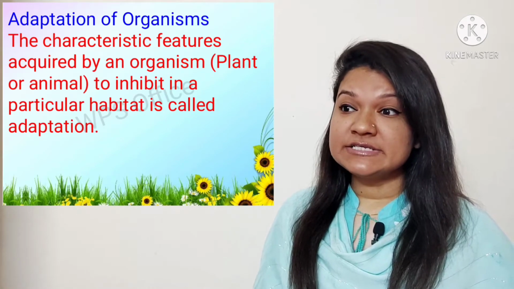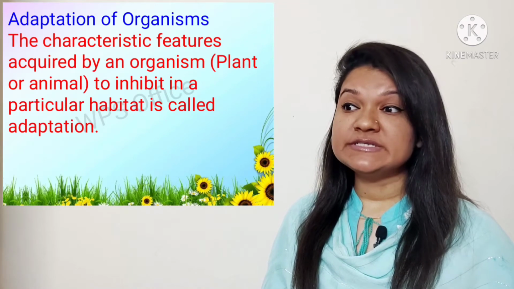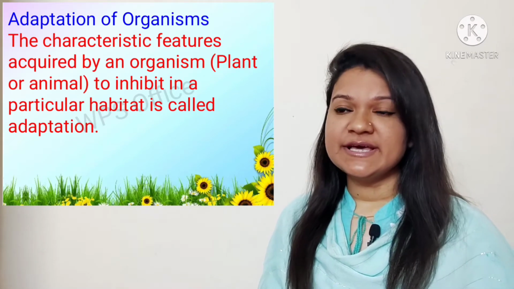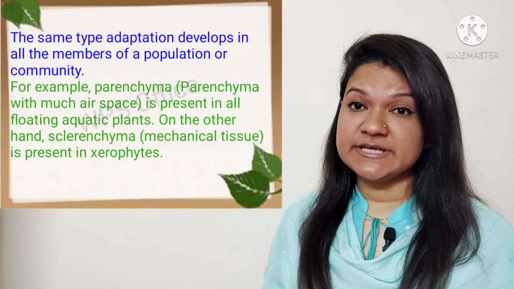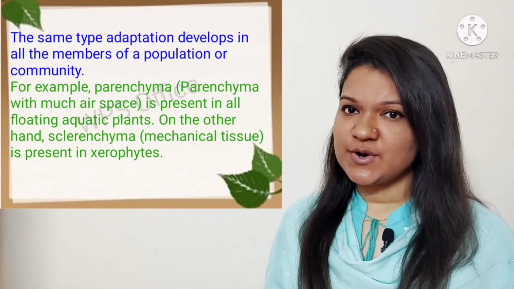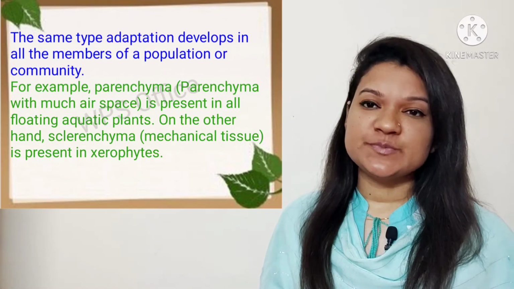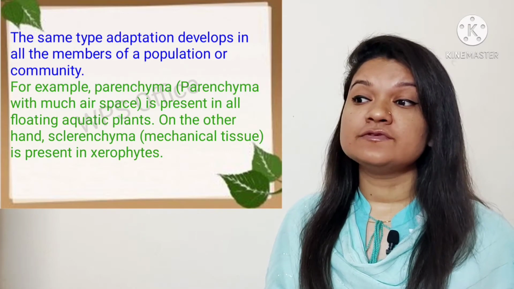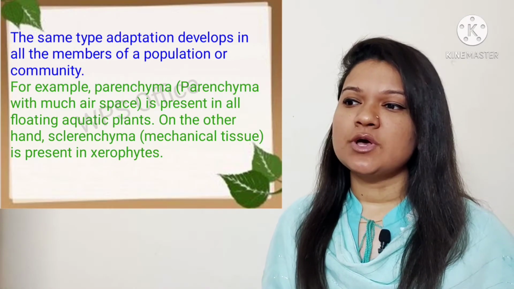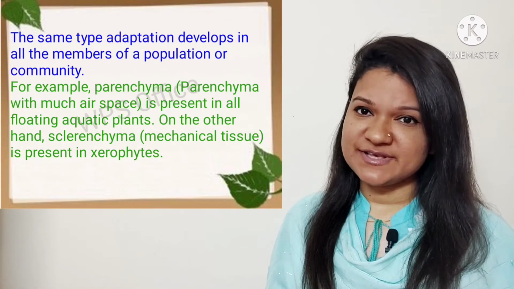The characteristic features acquired by an organism to inhabit a particular habitat is called adaptation. The same type of adaptation developed in all the members of a population or community, like parenchyma is present in all floating aquatic plants. On the other hand, sclerenchyma is present in xerophytes.